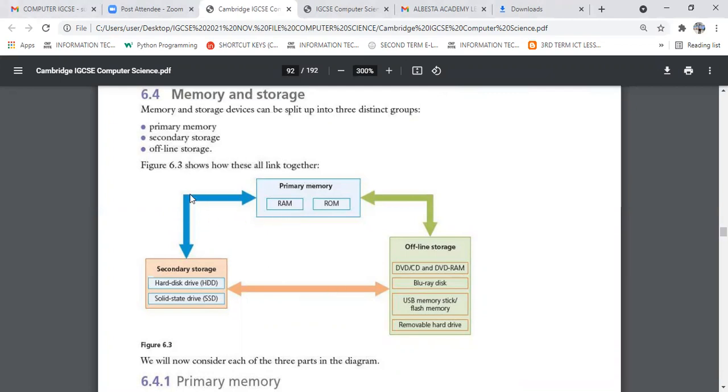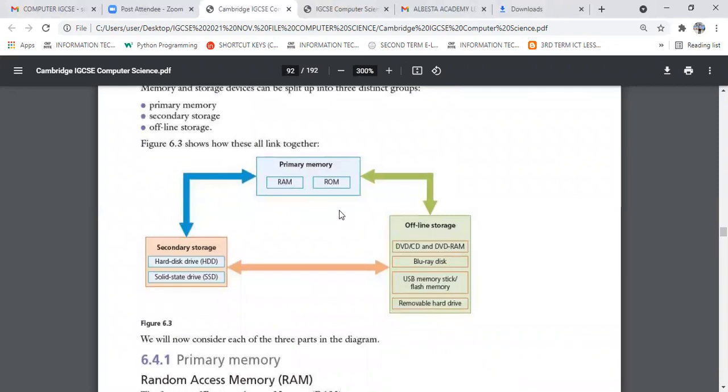So let us consider this figure, which is figure 6.3, which shows how these all link together. That is, the primary memory is linked to the offline storage, okay? The primary memory can as well be linked to the secondary storage, and the secondary storage can be linked to the offline storage.